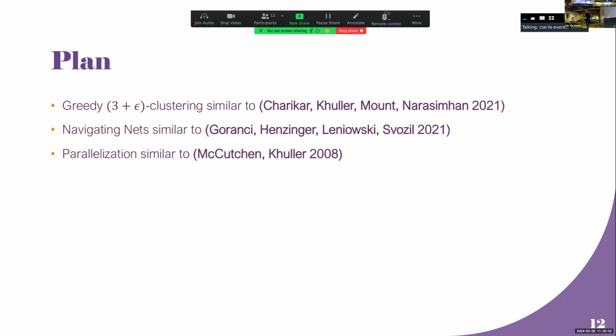Okay, so the plan is using that greedy 3 plus epsilon approximation and deferring the guessing of the radii to this data structure of the navigating nets, similar to another paper that I just mentioned. And then we will also make use of the parallelization trick to further improve the approximation factor in the end.